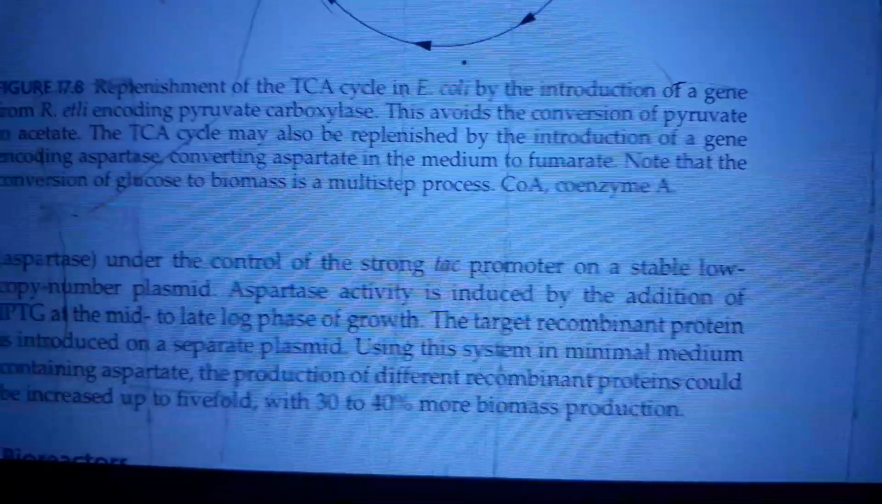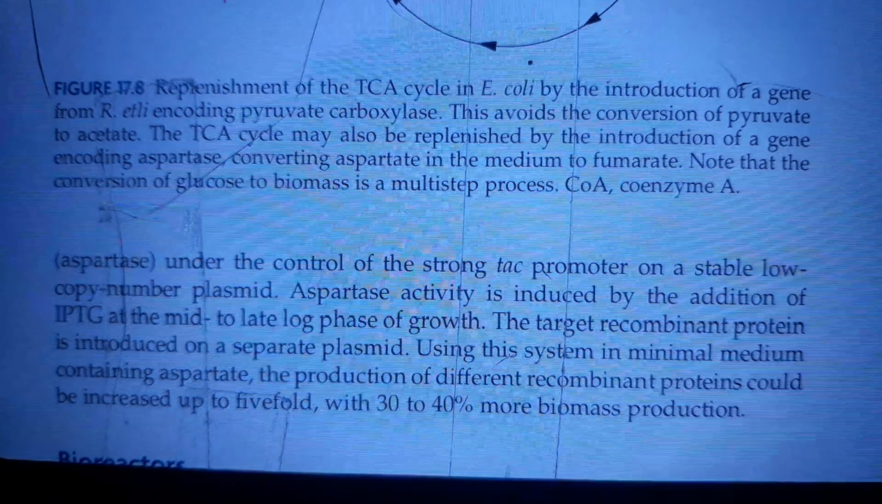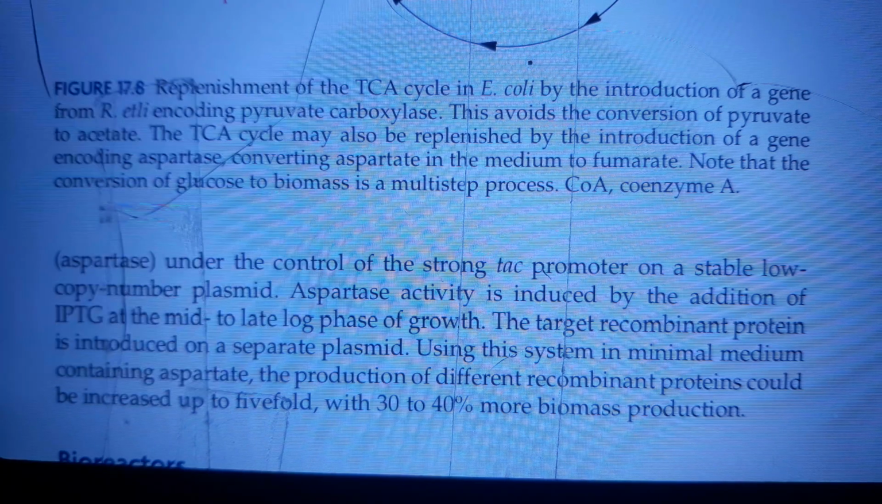Now this is the replenishment of the TCA cycle in E. coli by the introduction of a gene from R-ethylene encoding pyruvate carboxylase. This avoids the conversion of pyruvate to acetate. The TCA cycle may also be replenished by the introduction of a gene encoding aspartase, converting aspartate in the medium to fumarate. Note that the conversion of glucose to biomass is a multi-step process.